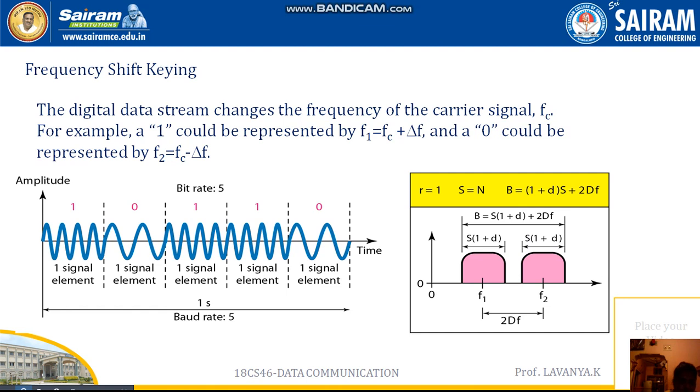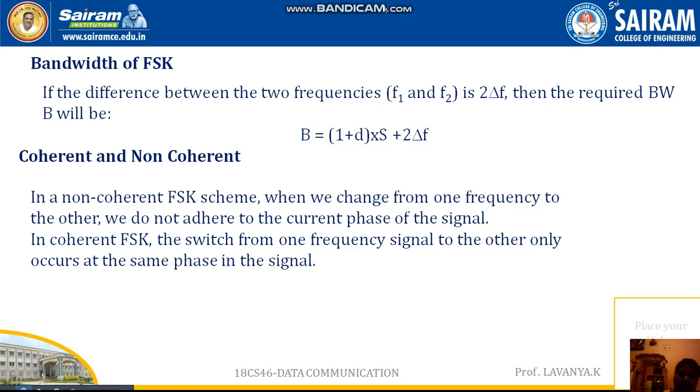Now the bandwidth will be B = (1 + d) × S + 2 delta f. Here B is the bandwidth, S is the signal rate, and the value of d ranges from 0 to 1. 2 delta f contains two frequencies, so that means 2 delta f is taken as the frequency of f1 plus f2, meaning I am adding two frequencies here. This is the big change that happens at the frequency level.